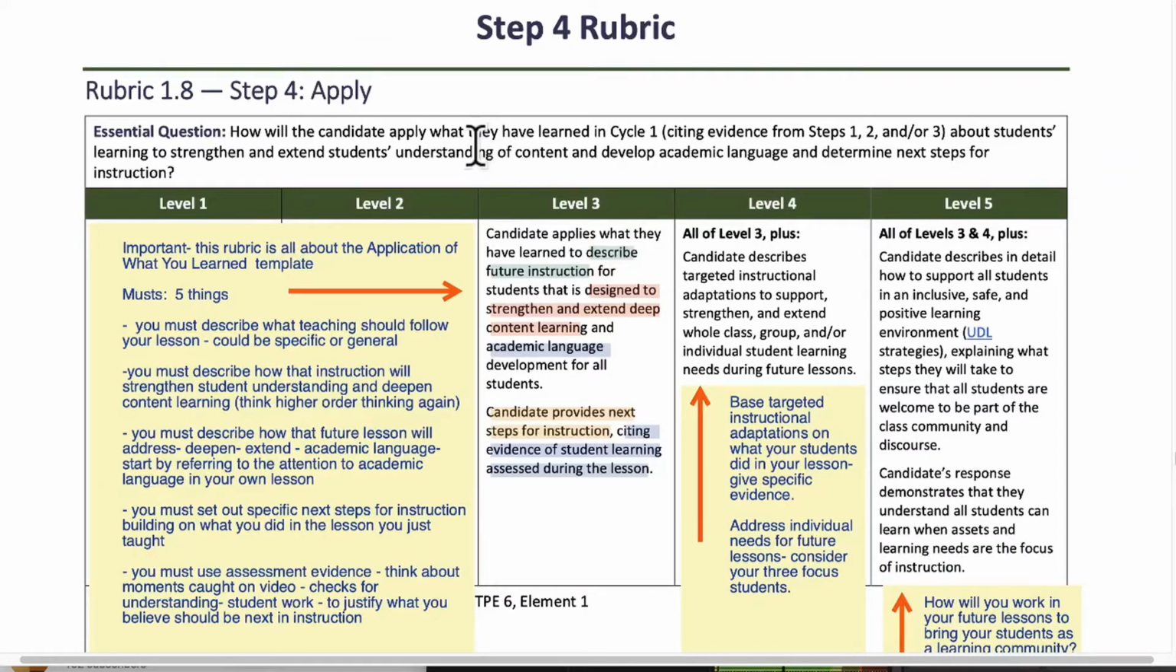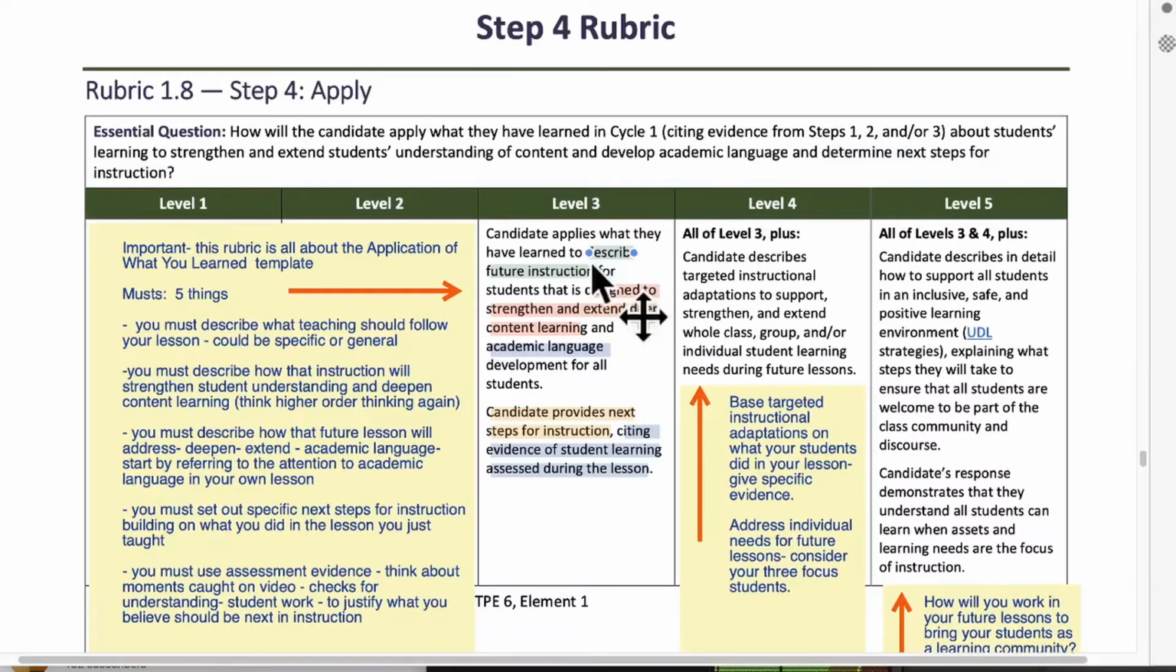Okay, so this is what you've learned, but then you have to pay attention to these pieces. Strengthen and extend students' understanding of content. Develop academic language. That's the second piece. And the third piece is determine next steps for instruction. So there's 3 parts here. So let's see what they have for level 3 here.